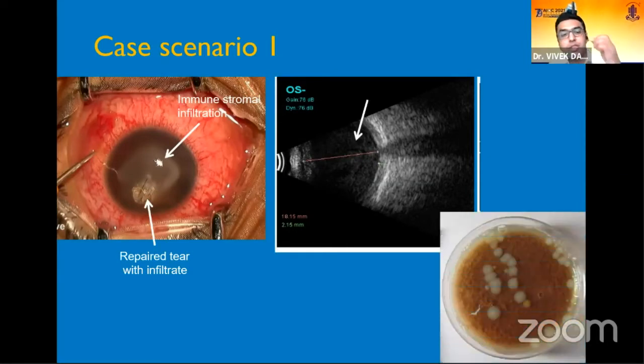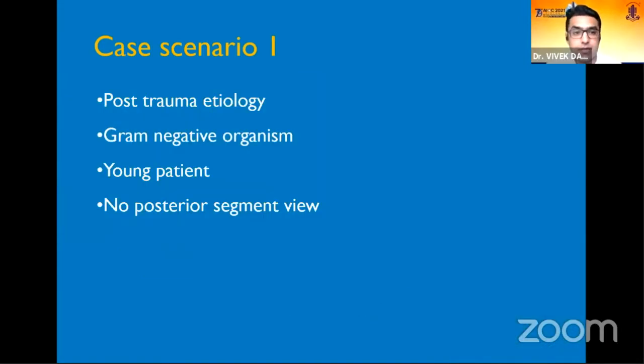In the primary intervention, a tissue adhesive was put at the site of the corneal tear repair, and a vitreous biopsy was taken on an emergency basis. The vitreous biopsy grew in the lab, and it came out to be an Enterobacter species. So what do we have here? We have post-trauma etiology, which is a negative prognostic factor. Gram-negative organism, again a negative prognostic factor.